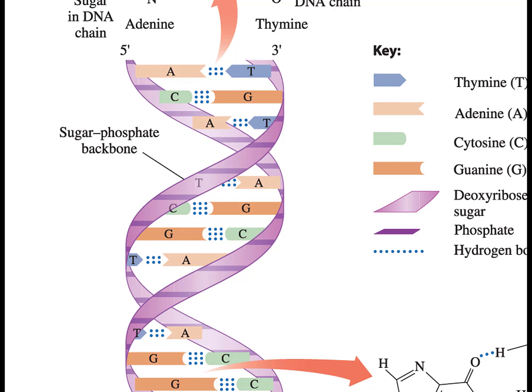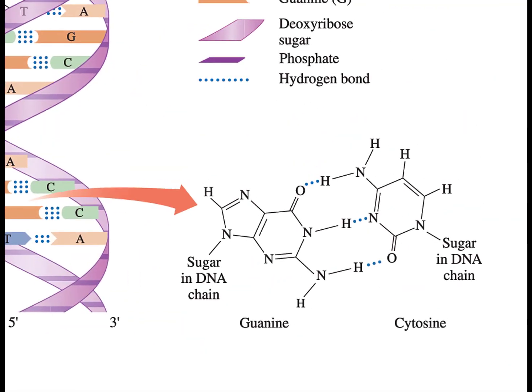So the purple is the sugar and phosphates. So you have sugar, phosphate, sugar, phosphate, sugar, phosphate, and sugar, phosphate, all the way down. But off of each sugar, you have the base that extends across and hydrogen bonds with the base on the opposite strand. Here's how cytosine and guanine look.